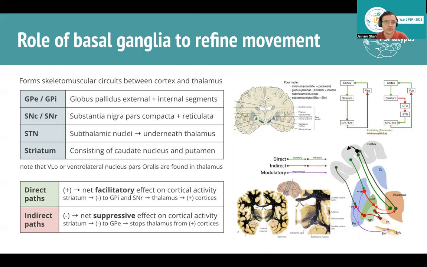So what is the basal ganglia? It is a skeletal-muscular circuit that exists between the cortex and the thalamus. So in other words, it's responsible for, again, refining movements that we're generating within the cortex.